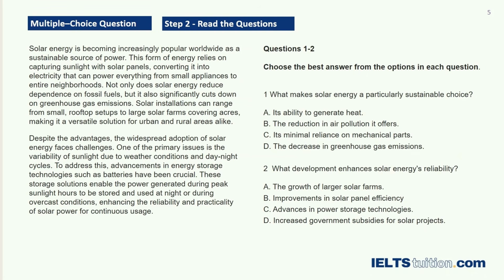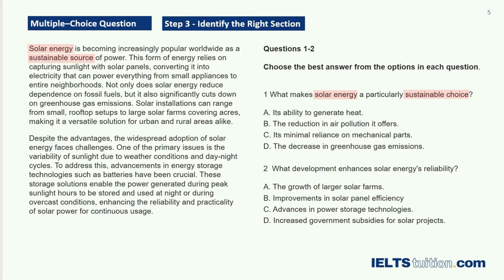In this example, we use solar energy and sustainable choice as keywords. Step number 3 is to identify the right section. Scan the paragraphs to find the right section to read. We are looking for either the exact same words or synonyms or paraphrases of those words in the text. So we have solar energy and sustainable source.